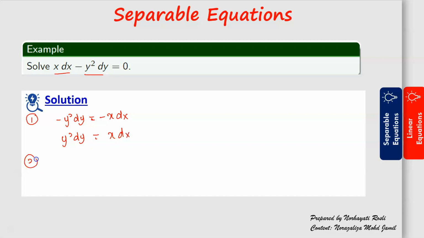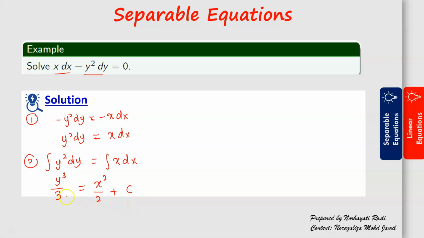How can we solve this one? We go to the second step, which is we need to integrate both sides, so we have the integration of y squared dy equal to the integration of x dx. It is easy to integrate this function because it is just a polynomial function. So integrating y squared dy will give us y to the power of 3 divided by 3. And integrating this side will give us x to the power of 2 divided by 2 plus c.